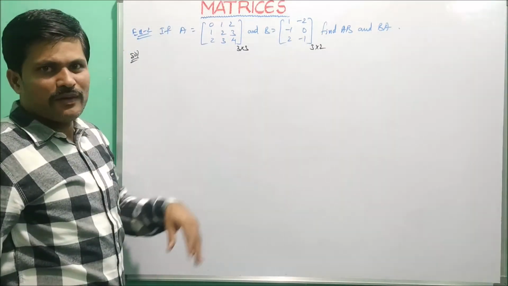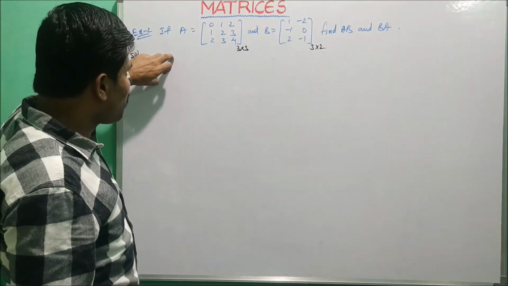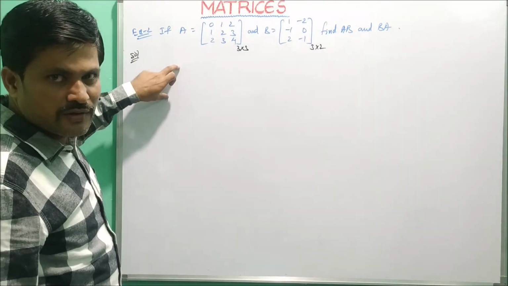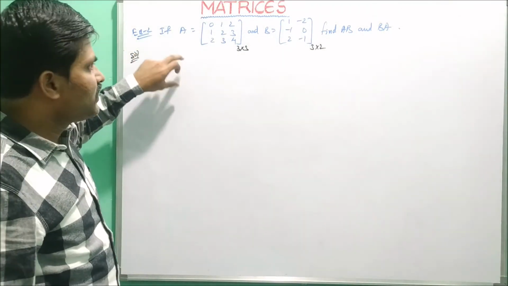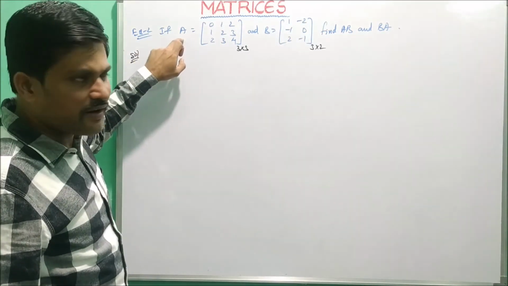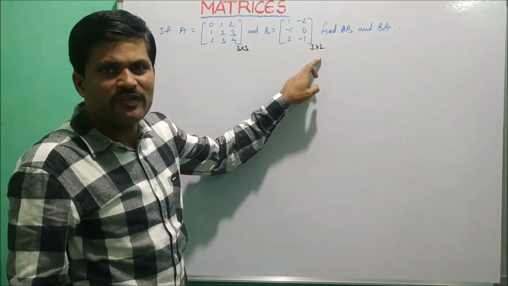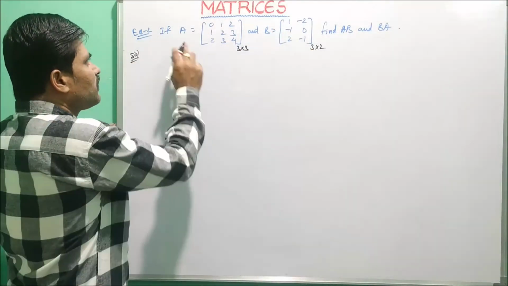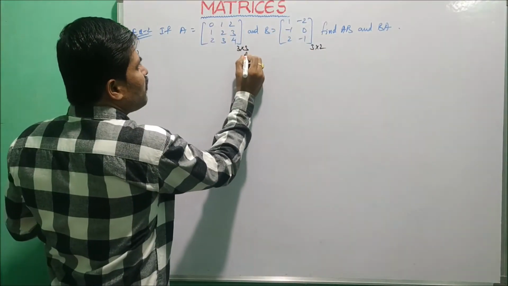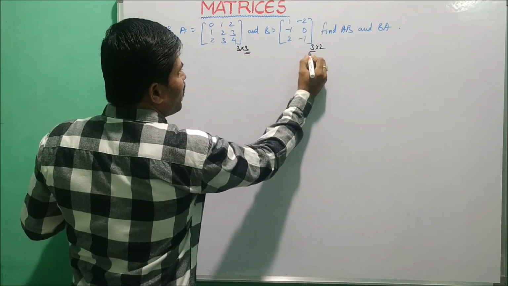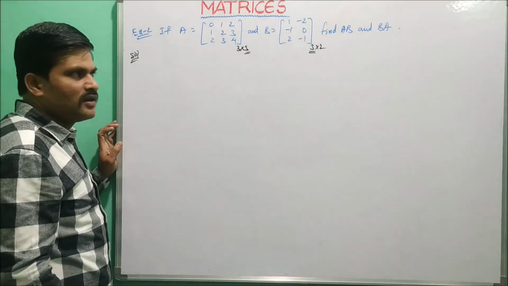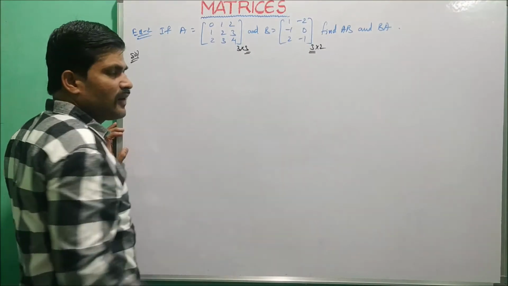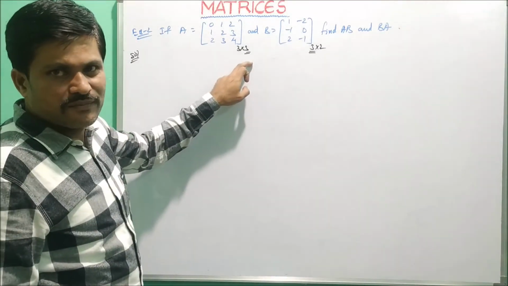First, to find AB. Here the product AB will exist if the multiplicability condition holds: the number of columns in the first matrix must equal the number of rows in the second matrix. Clearly in the first matrix the number of columns is 3, and in the second matrix the number of rows is 3. Therefore the multiplicability condition is satisfied here.